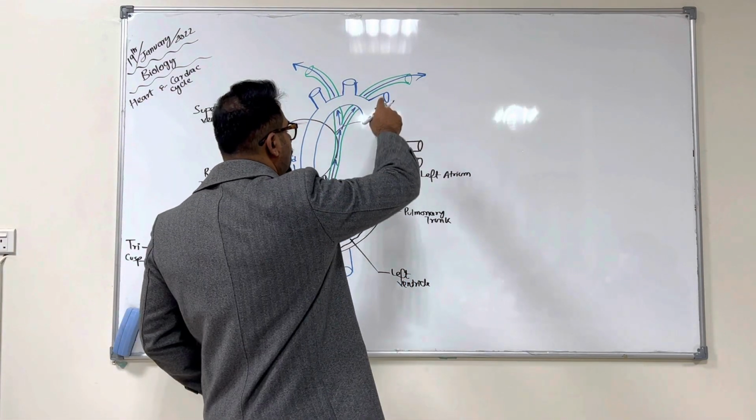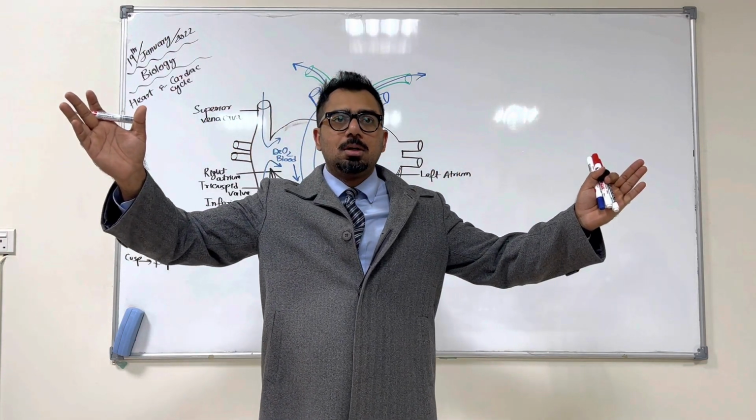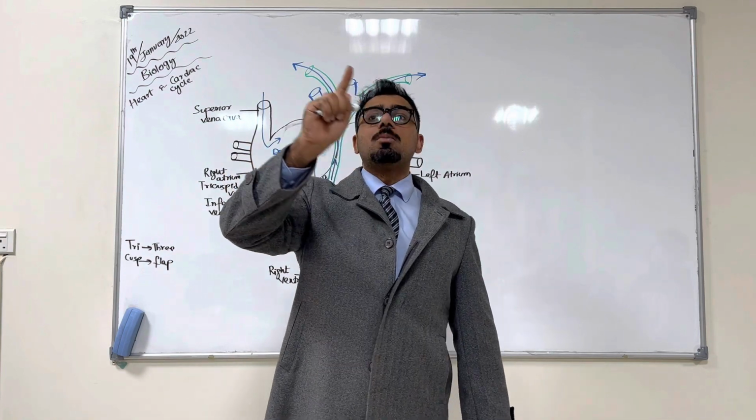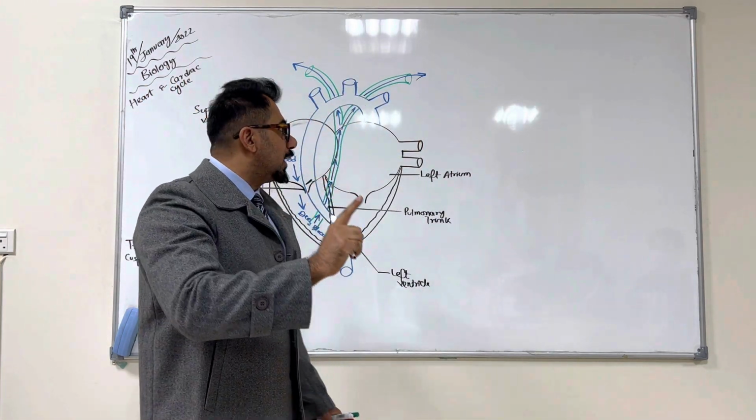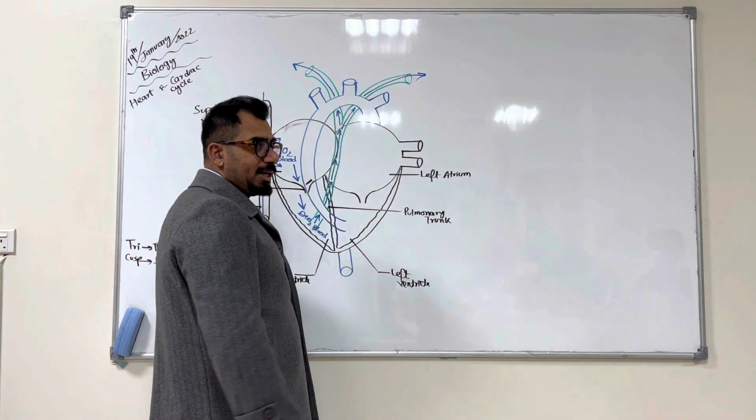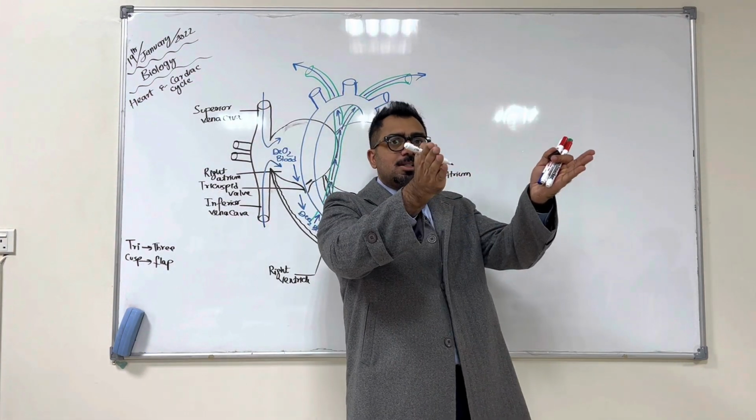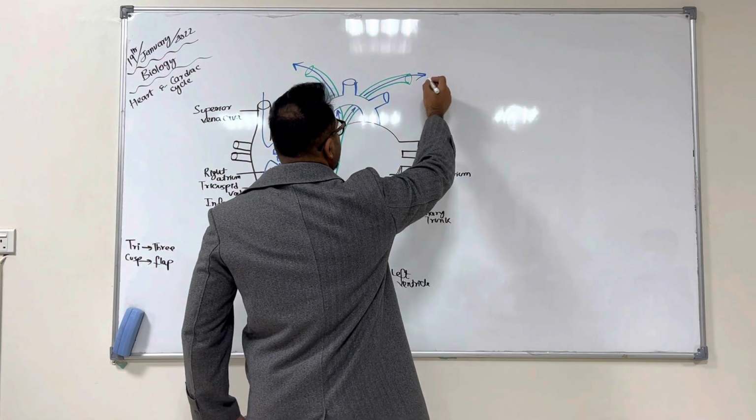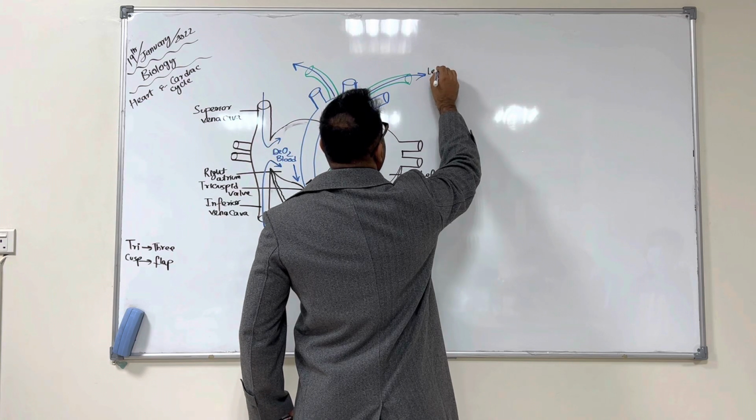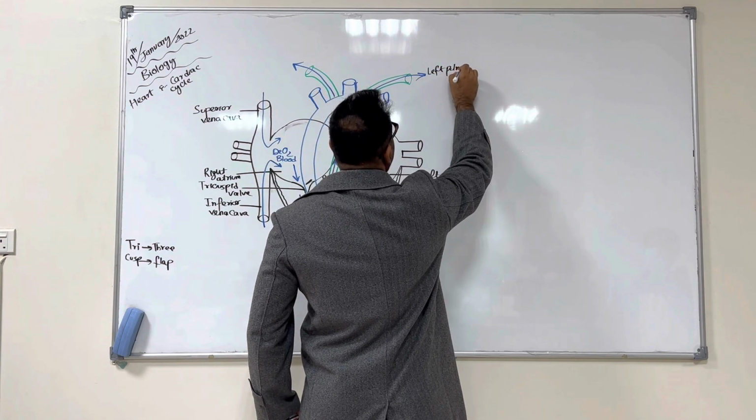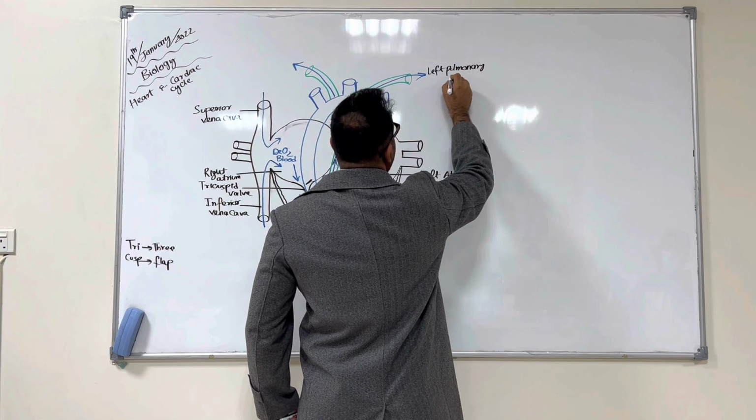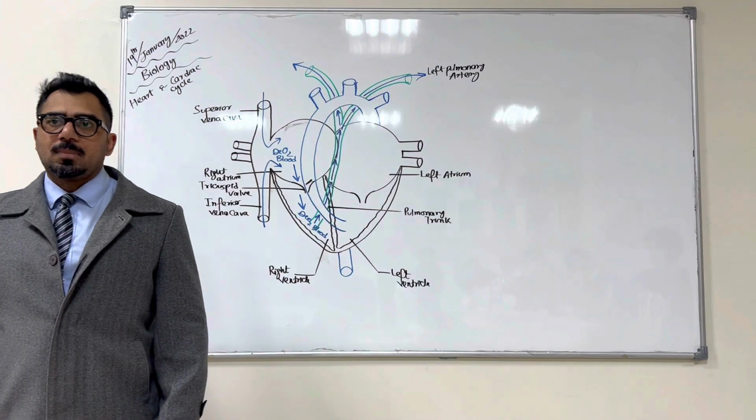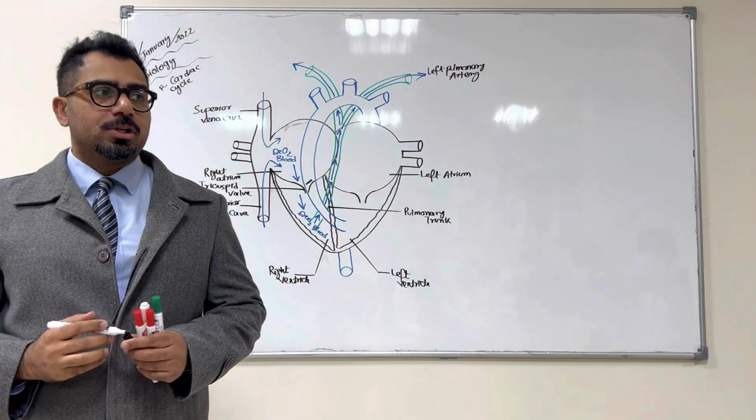Now when it goes up, it divides into 2. Why did it divide into 2? We have 2 lungs. Now let me tell you one more thing. This blood vessel divided into 2, right? Then each blood vessel further divides into 2. 2 blood vessels enter into the lungs, right? Now this one is called the left pulmonary artery. What is it called? Left pulmonary artery. You guys know that.